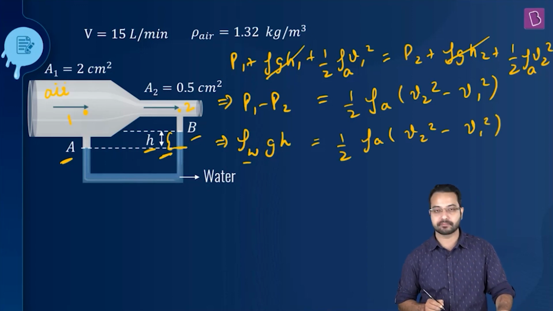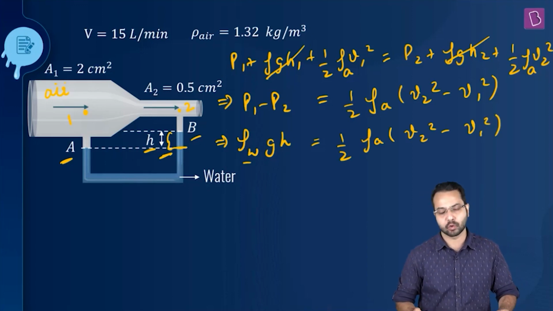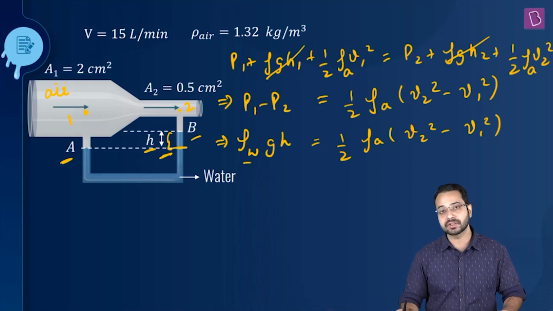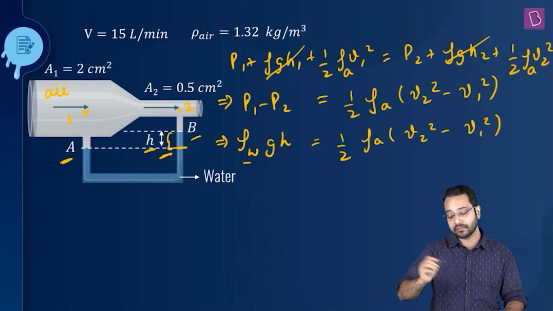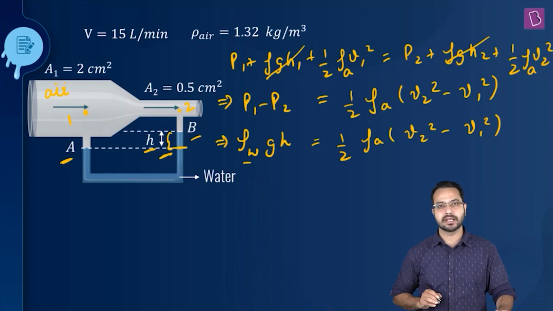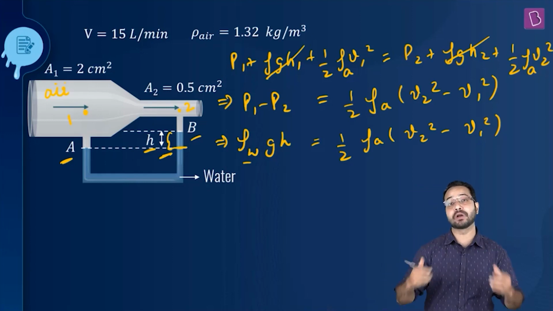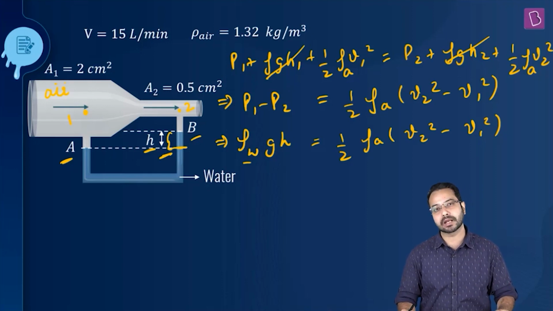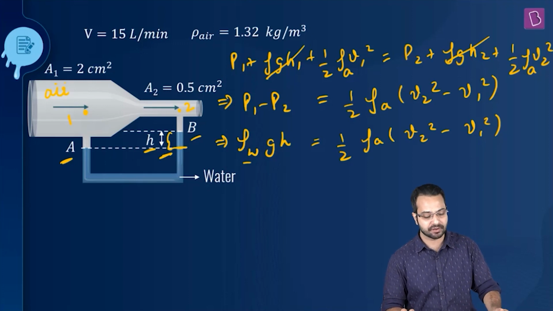minus V1 square. Okay, so we know what is rho water, we know g, we know rho air. What we don't know is V2 and V1. If we know V2 and V1, then h can be found out easily. So our job is to find V2 and V1. So what is the other equation that we know in fluid mechanics? Obviously it is the equation of continuity.